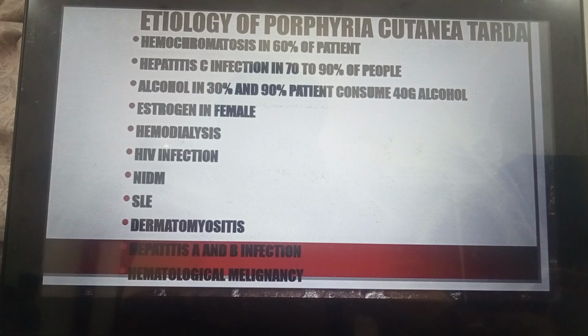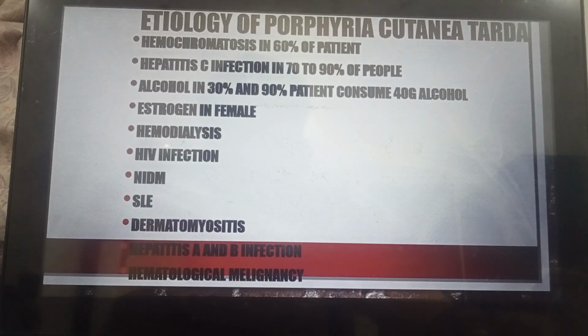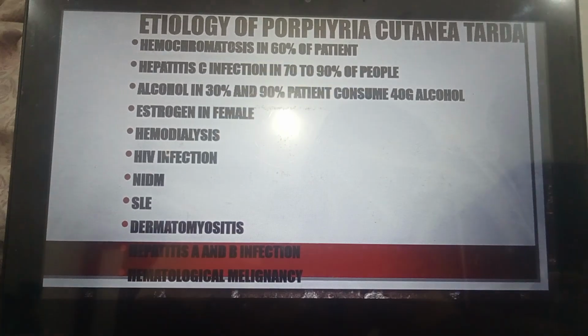So another important etiological factor is estrogen in females, hemodialysis, HIV infection, non-insulin dependent diabetes mellitus, systemic lupus erythematosus, dermatomyositis, hepatitis A and B infection, and hematological malignancy. All these etiological factors lead to Porphyria cutanea tarda-like symptoms.